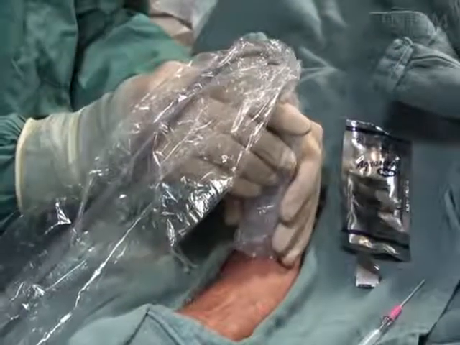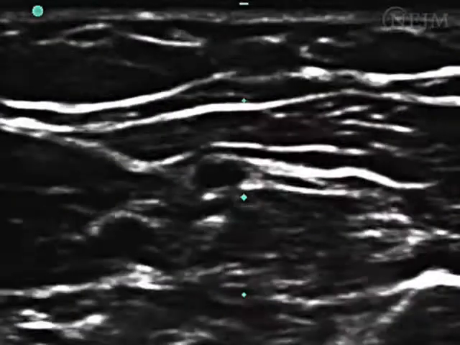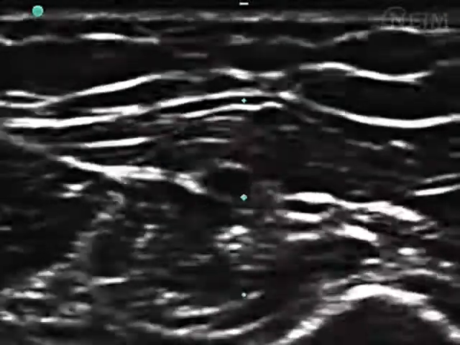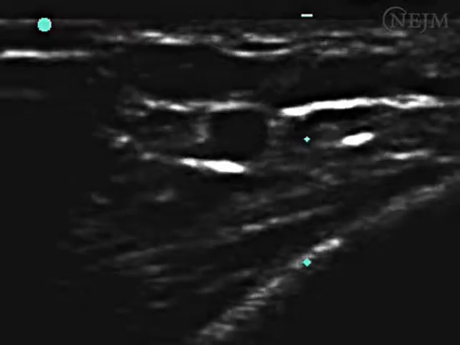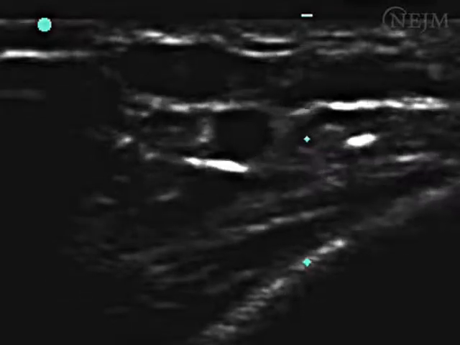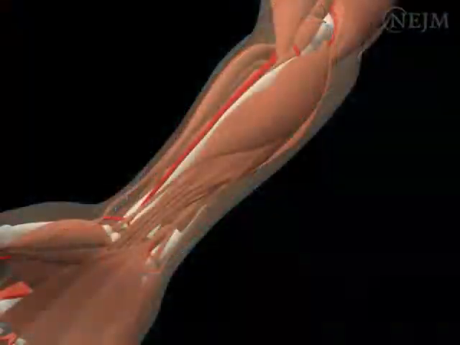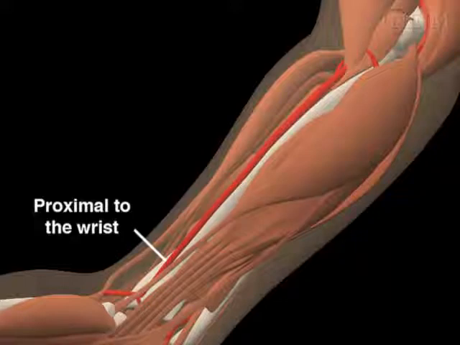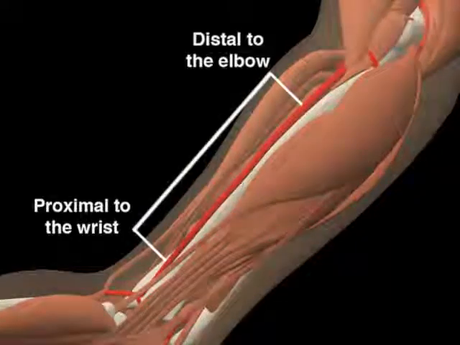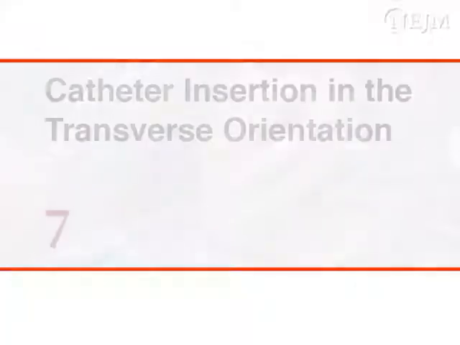As you scan the artery from the wrist to the antecubital fossa, look for arterial tortuosity and calcification. Locate a section of the artery with a large diameter and minimal calcification. To prevent the development of kinks in the catheter after it has been inserted, choose a site that is proximal to the wrist and distal to the elbow. Kinking can occur when the patient moves or is repositioned.